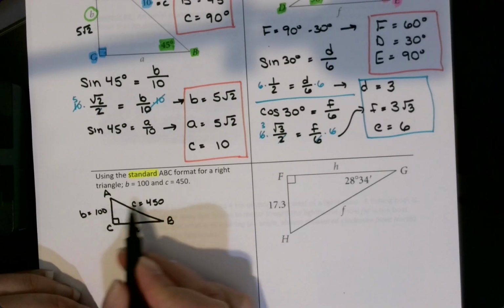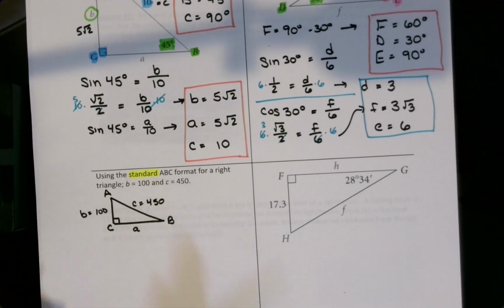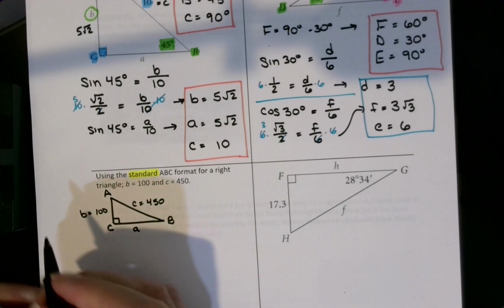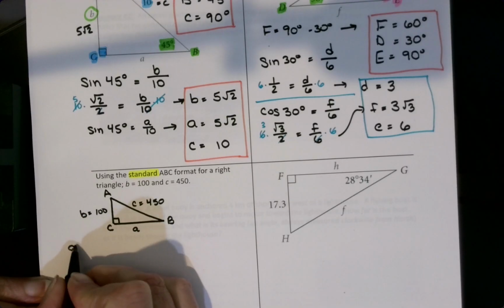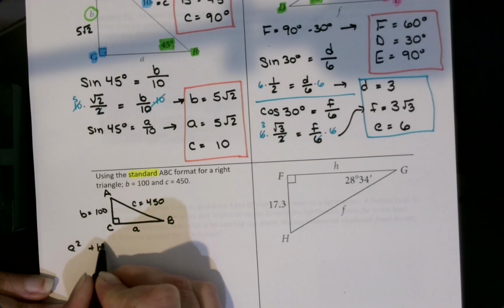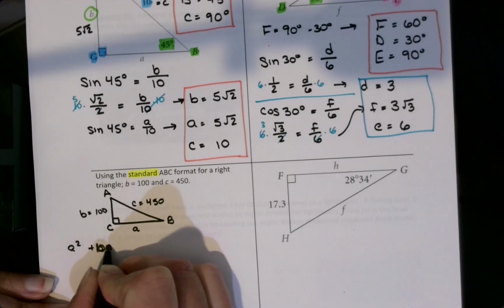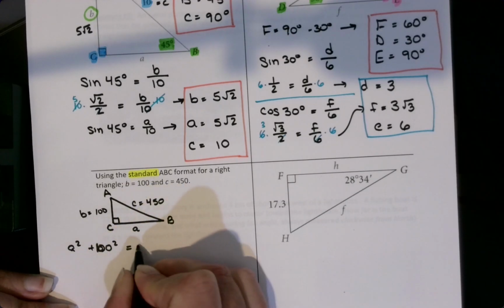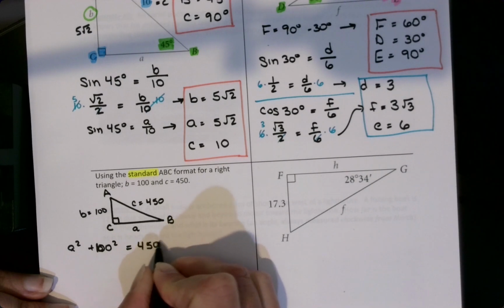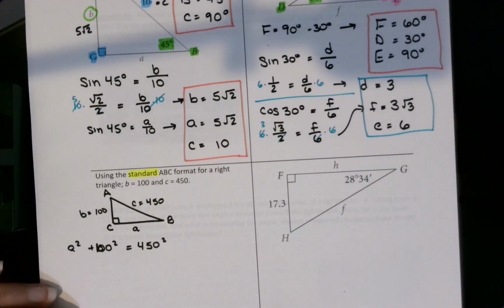But knowing two sides, the first thing I can do is actually get my missing side. So we'll go ahead and get that first. So that's Pythagorean theorem. A squared plus b squared, and let me go ahead and make that 100 squared for b squared, equals c squared, 450 squared. These are some big numbers, so I'm going to get a calculator to help me out.